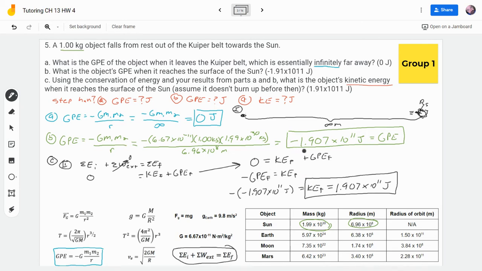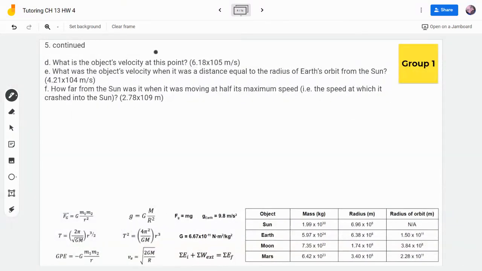GPE can be negative, or 0. KE, if the thing is moving, KE has to be positive. Right. It can be 0 or it can be positive. KE can never be negative. All right, so let's keep going. I'll make one big video for this instead. We'll go to the next one. I'll just remember that number, 1.907 times 10 to the 11th joules. So let me jot that down. KE final is 1.907 times 10 to the 11th joules.